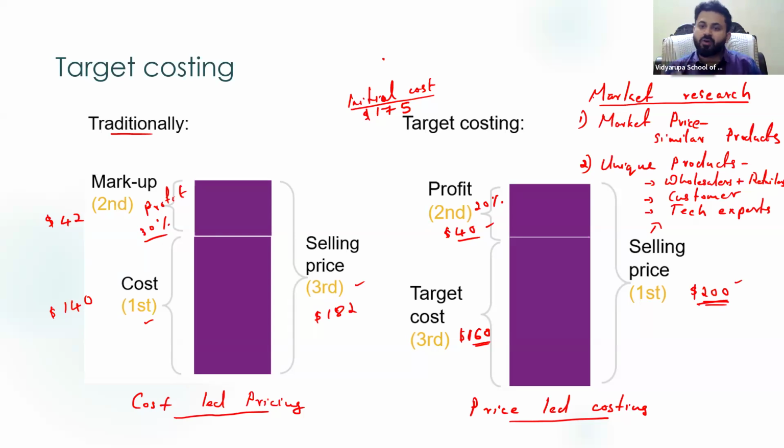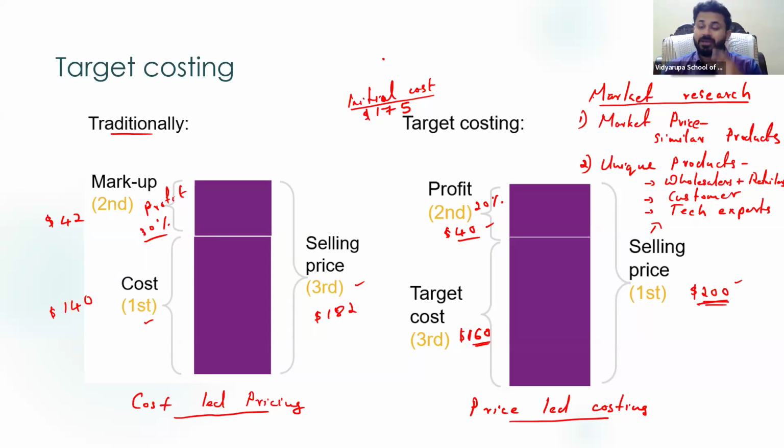That difference is what we call the cost gap. So we thought we'll sell it at 200, or we want to sell it at 200 based on market dynamics, based on market research. 20% profit we want, so $40 profit per product, 200 minus 40. Cost should be ideally 160. But then unfortunately it's 175.